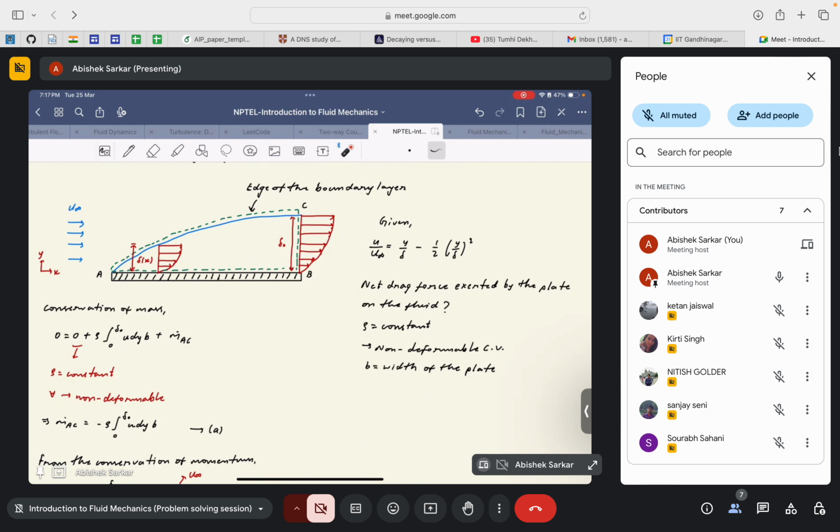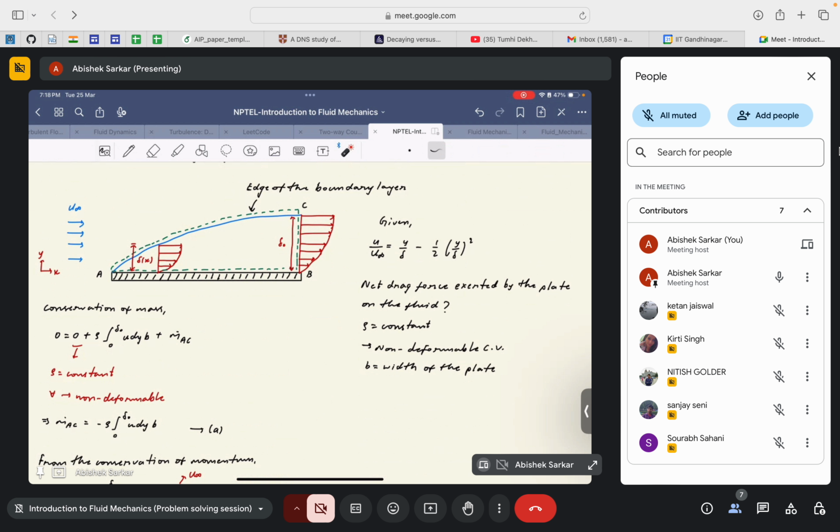So there is a concept of drag force and lift force. Drag force will act along the direction of the fluid flow, and the lift force will act in the direction perpendicular to the direction of the fluid flow. Since we are asked to find the net drag force, we need to find the net force along the x direction. So that's why we deal with the x component of the momentum equation.